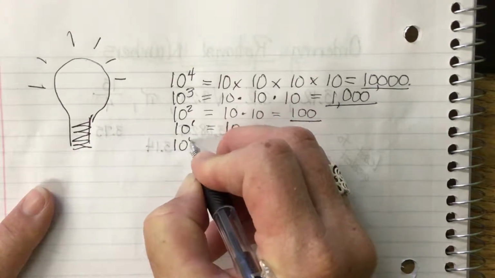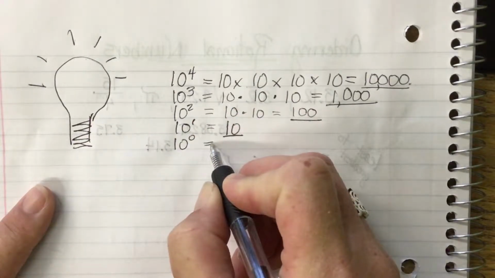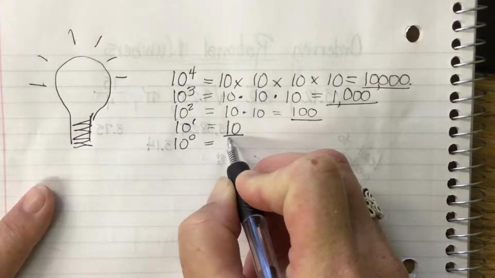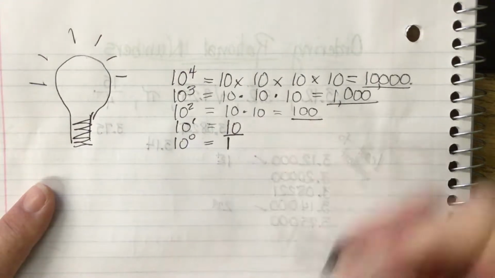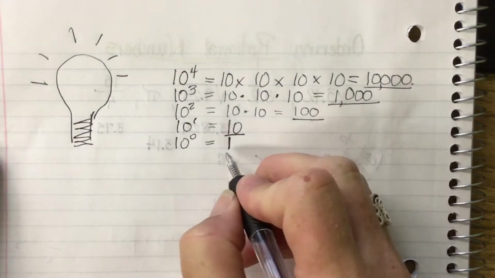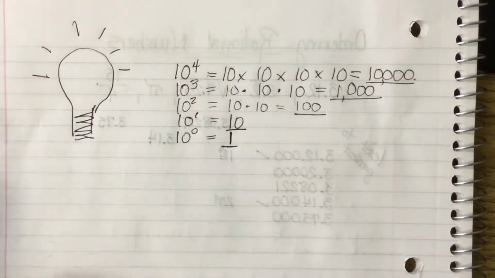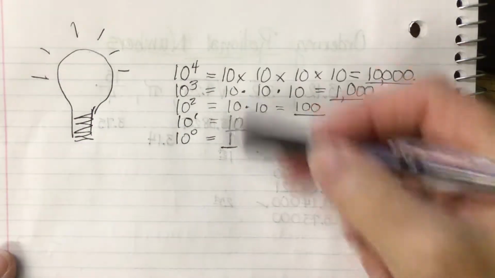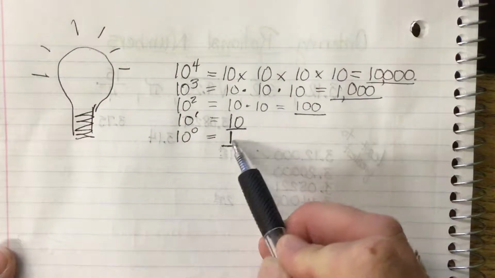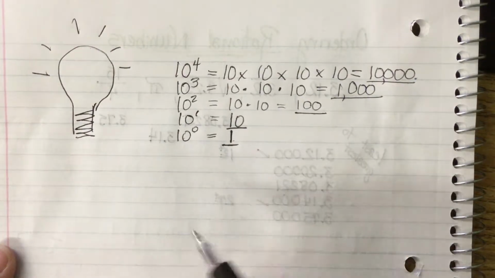How about 10 to the 0? It's 1. I know some of you are like, huh? So that one's a tricky one. And if you notice the trend, it's dropping a 0, which is why 10 to the 0 is 1.